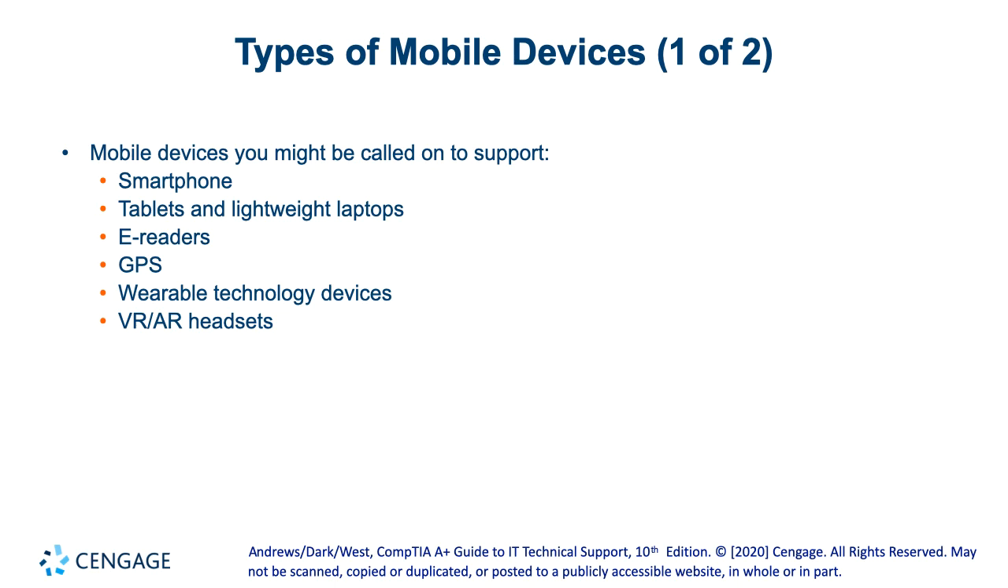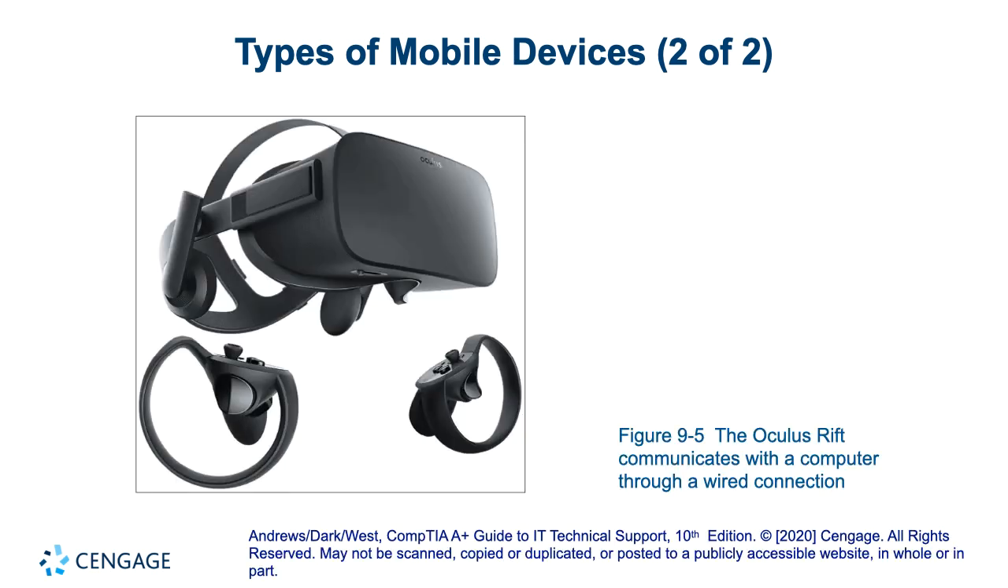Mobile devices that you may have to support include smartphones, tablets, readers, GPS, wearables, and virtual reality or alternate reality headsets. Here's an example of a VR device. It communicates through a wired connection, and it's not wireless, but it's a wired connection.